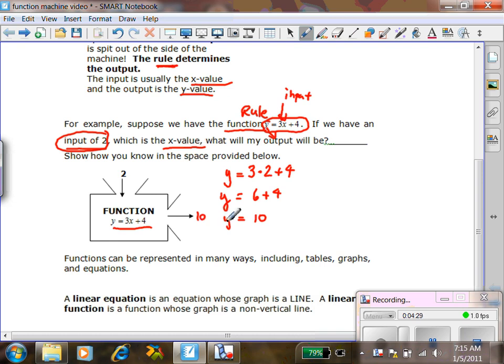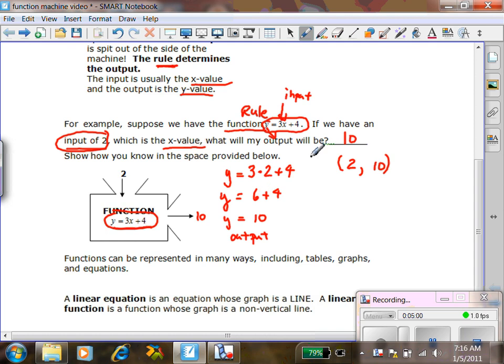Remember, y is my output. And there you go. So my output will be 10. So if we drop in a 2, we go boop, boop, boop, and spits out a 10. So we have an ordered pair of (2, 10). That would be a point on the graph of this function right here. And you've graphed plenty of functions with your Build-A-Patterns.